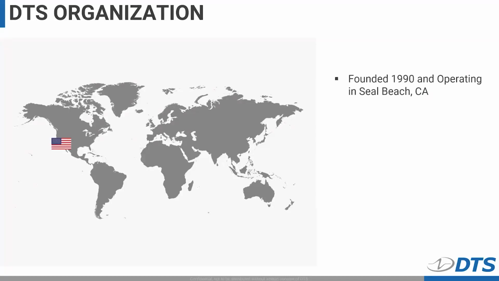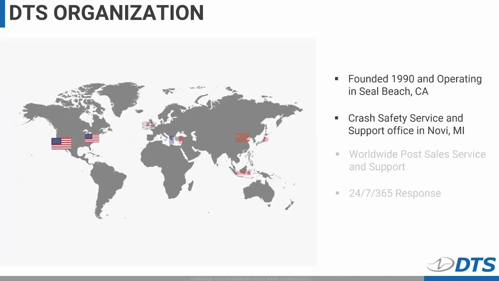DTS was founded in 1990, and we have our main operations and headquarters based out of Seal Beach, California. Our Novi, Michigan office is responsible for service support, specifically for our automotive and crash safety customers. In addition to the domestic offices, we also have a network of remote service and support locations worldwide. Locations in the UK, France, China, Korea, Japan, and Bali allow our technical support team to have 24/7, 365 coverage. Essentially, it's to meet the fast response expectations demanded from our customer base. Currently, we have a staff of 108 team members.